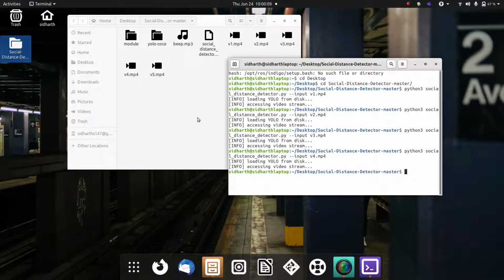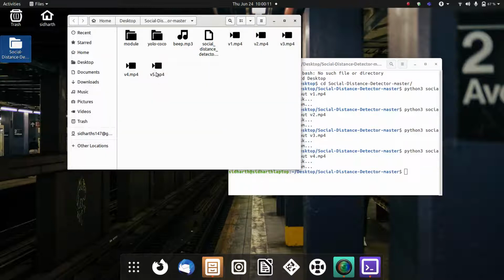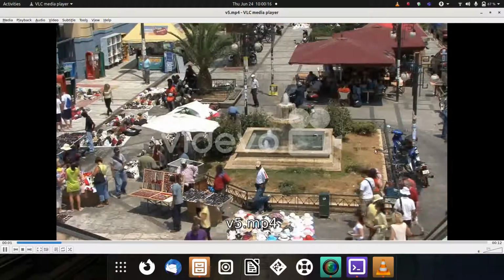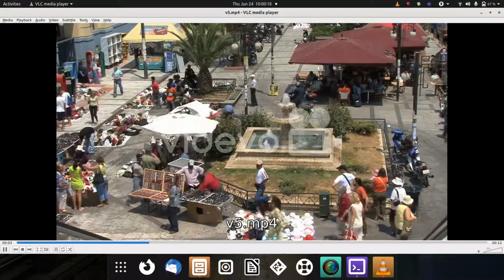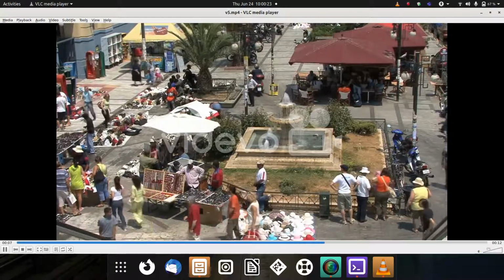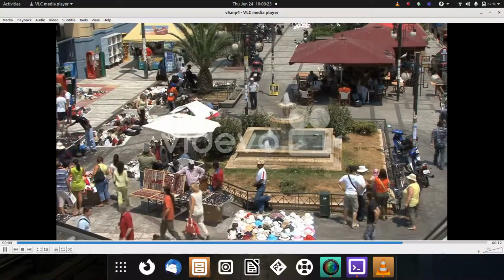Now let's have a look at our fifth and final video that we shall be seeing for our particular project. This is an example from South America of a busy street where people are shopping. Let's have a look at how effective our social distancing detector is in this particular scenario.